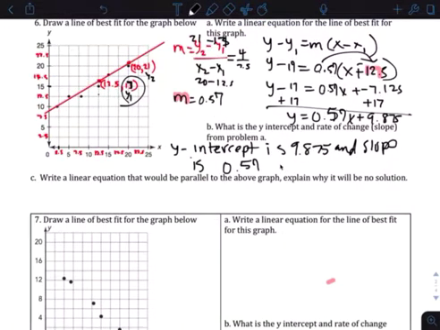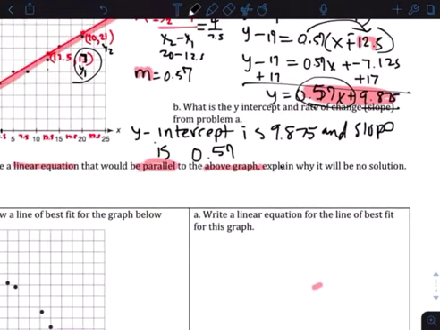Write an equation. Here's something I didn't go over in class. Write an equation to the above graph. Write a linear equation that would be parallel to the above graph. So parallel means the slope is the same, and the y-intercept is different. Slope is the same, and y-intercept is different.